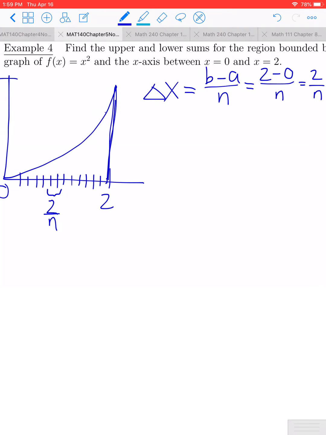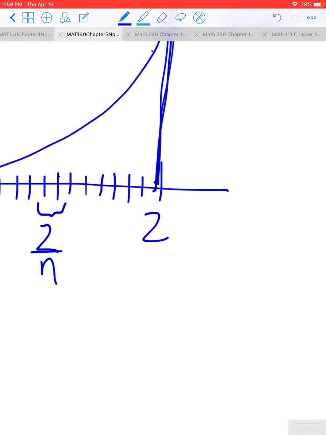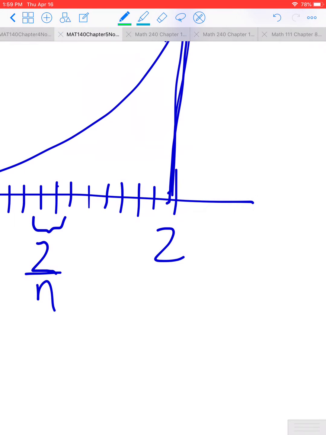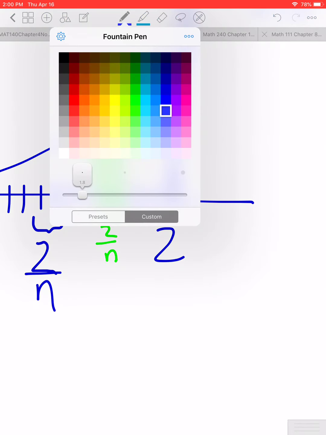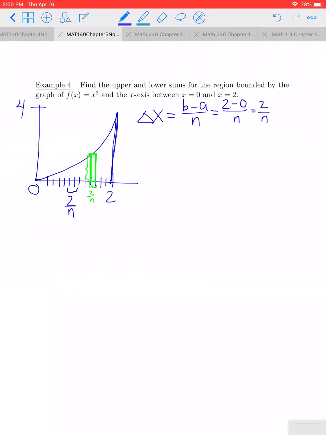Let's start off by doing the lower sum first. If I look at a rectangle in this region, the lower sum would come from the inscribed rectangles. We know that the width of this rectangle is going to be 2 over n, and its length is going to be given by the height of the function, evaluated at the left endpoint. So for this particular problem, the left endpoint is going to give us the lower sum.